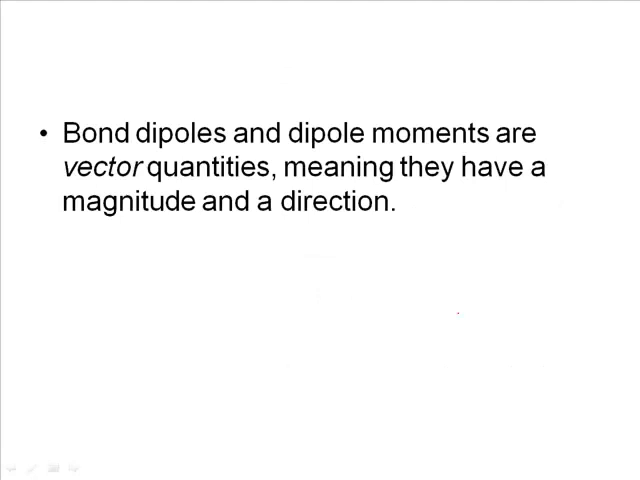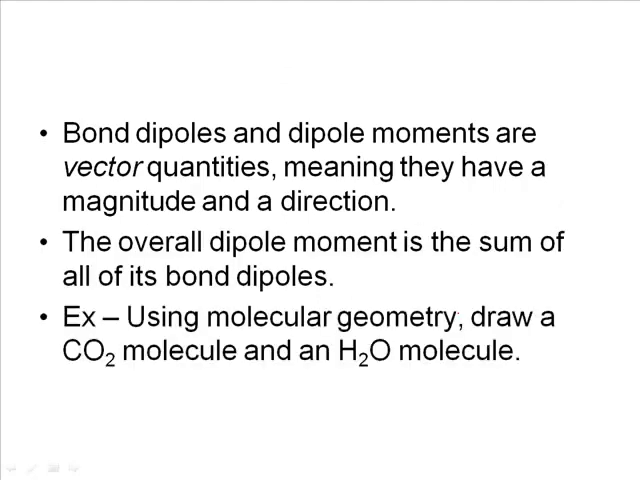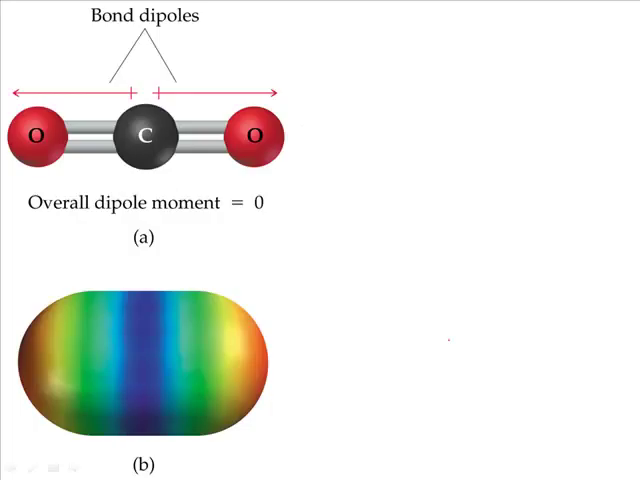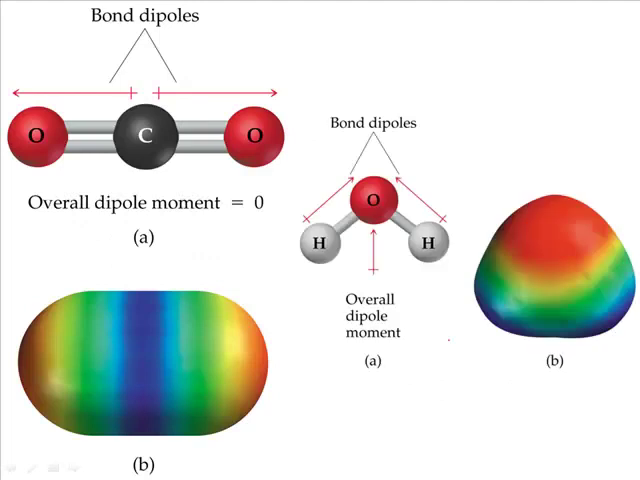So they have magnitudes and they have directions. So let's just get right to it. Using molecular geometry, draw a CO2 molecule and an H2O molecule. A CO2 molecule has the carbon in the center. It's got a double bond to each oxygen. If we were drawing this, we would put the dots on the outside just like that. And on an H2O molecule, we would do the same thing.